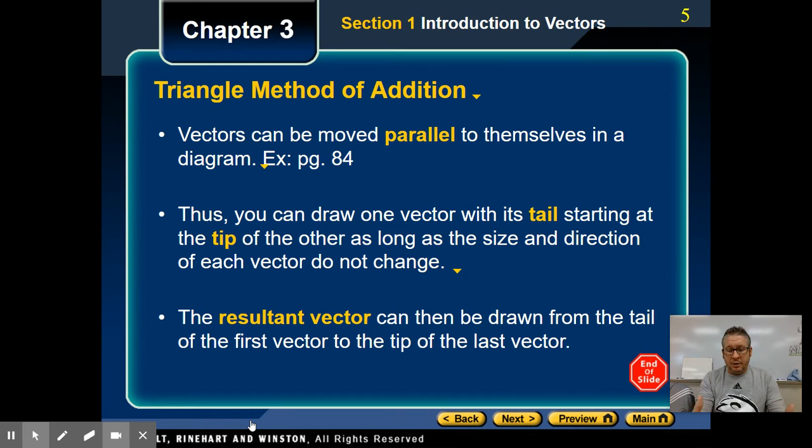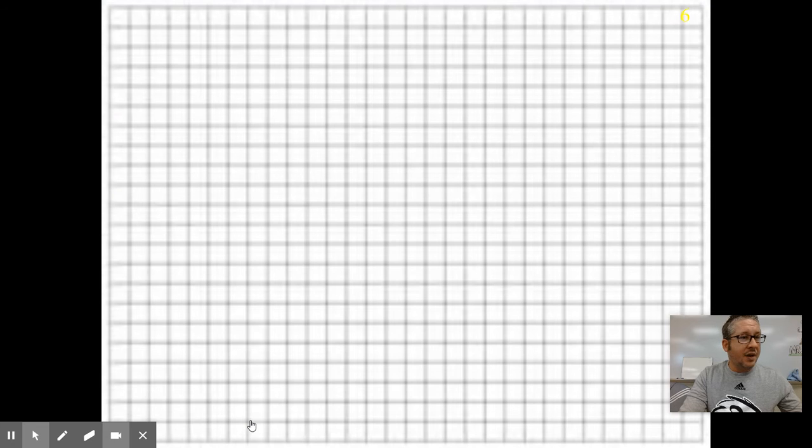When we are doing vector drawing, doing it graphically, we always draw our first vector first, and then our next vector, we are going to have the tail end of the arrow touching the tip of the previous vector. As long as we don't change size in vectors, we can put these almost in any direction. I'm going to show you an example here in just a second. And so we can then draw the resultant vector from the tail of the first vector to the tip of the last vector. So I've got this little graph.